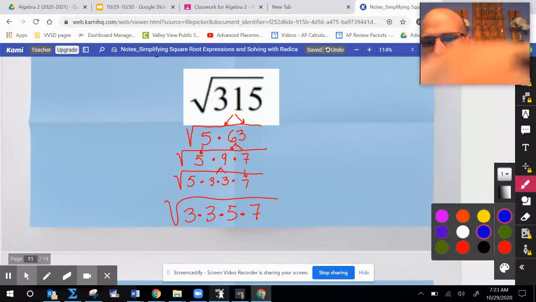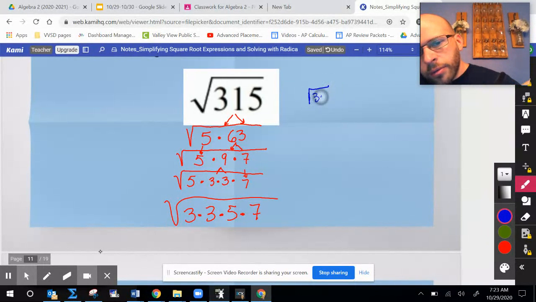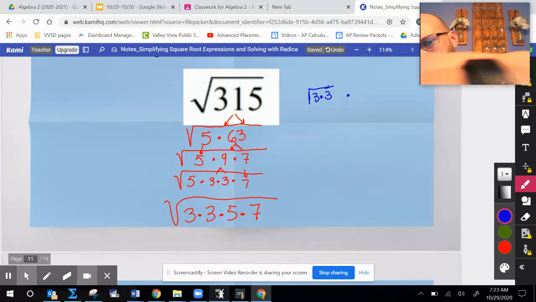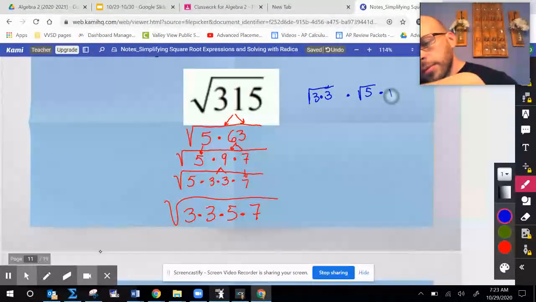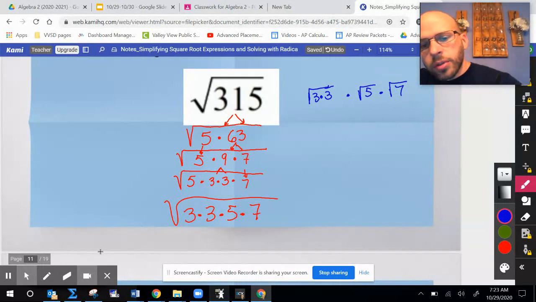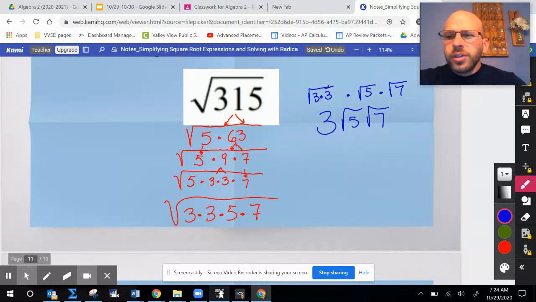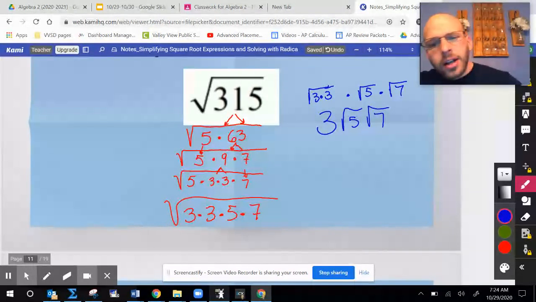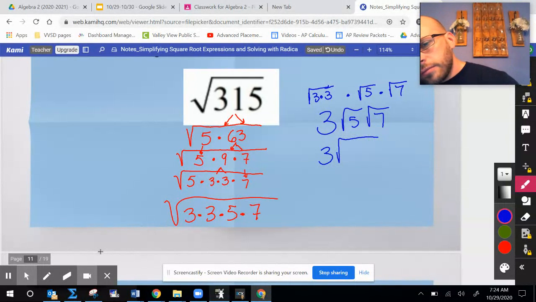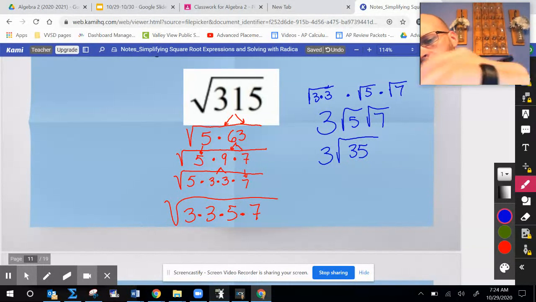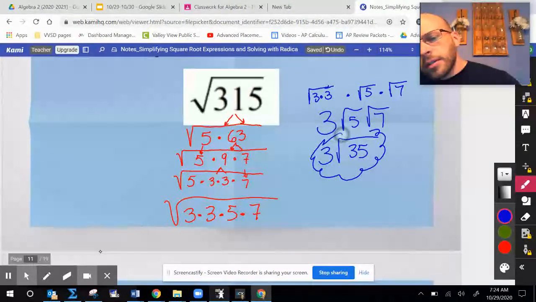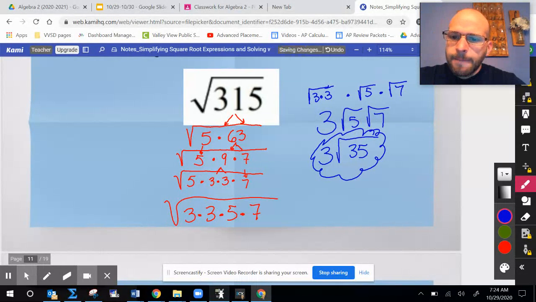So let's break this apart. The square root of 3 times 3, square root of 5 times the square root of 7. Now, square root of 3 times 3 is just 3. We have the square root of 5. We have the square root of 7. Now, whenever you have two radicals like that, we can always put them back together. That kind of looks funny the way that it's written. So the way that I would really write my answer is I would put these two radicals back together. 5 times 7 is 35. And that is my answer. Okay?